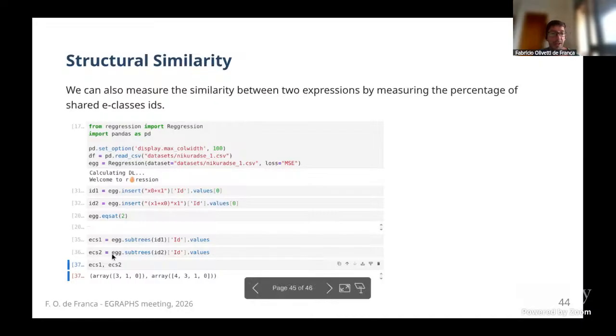So what we can do here, we can insert both expressions, calculate the equality saturation, and compare the e-class IDs of all the subtrees of both expressions. And then we can say, okay, this expression here contains this e-class ID here. And we can calculate some sort of Jaccard distance, for example, between expressions.